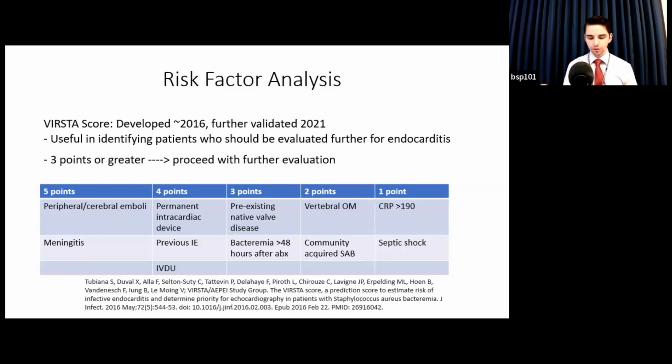The highest risk is patients who already have evidence of embolic disease, like peripheral or cerebral emboli, where you can most of the time safely assume that they have an endovascular infection. Down to the lowest points, which are patients who are presenting with shock or CRP, which are indications that your patient's very sick, but might not be indications that there is endovascular infection. But using your patient's risk factors, if they have 3 points or greater, then you would proceed further with evaluation.